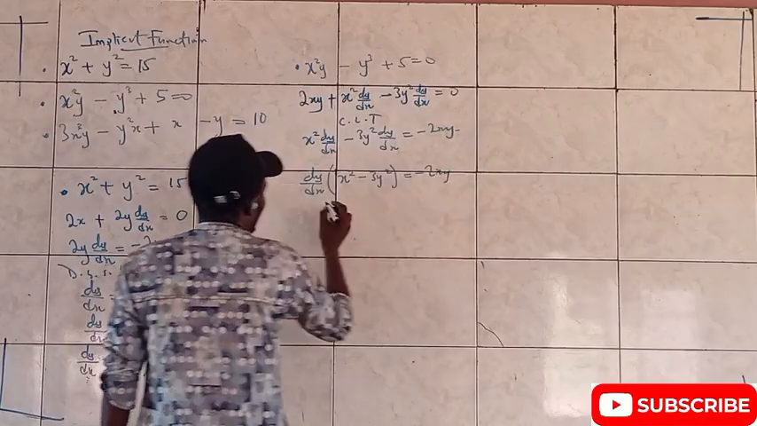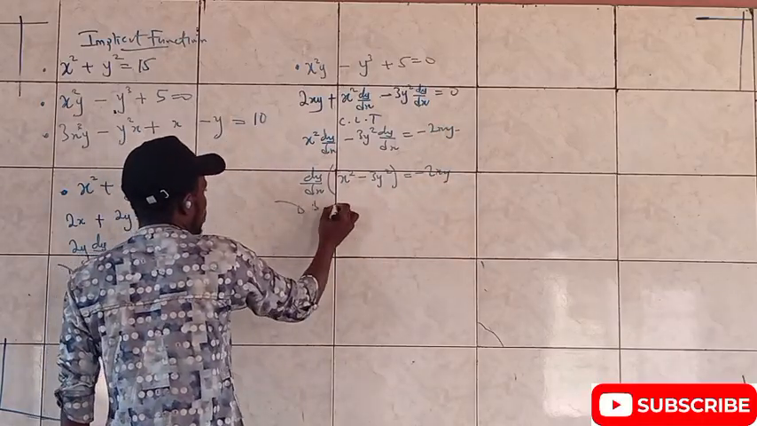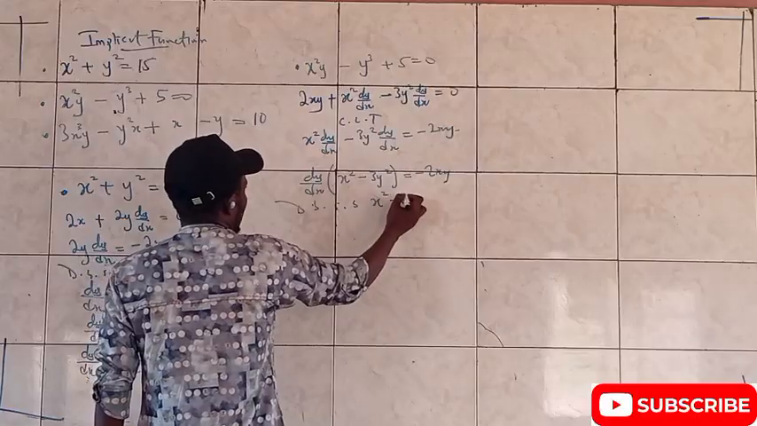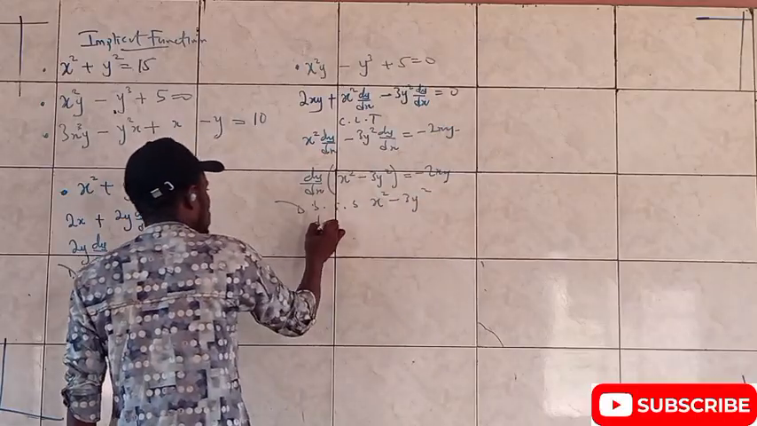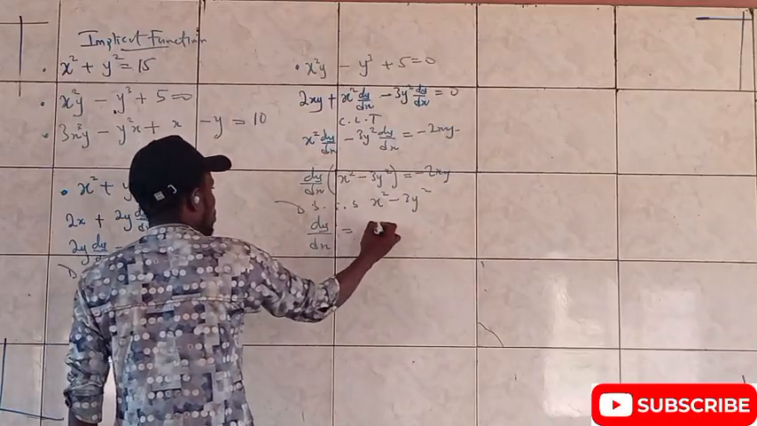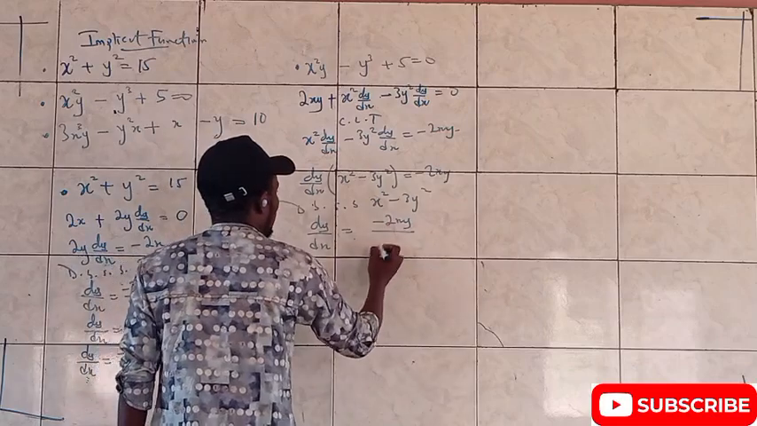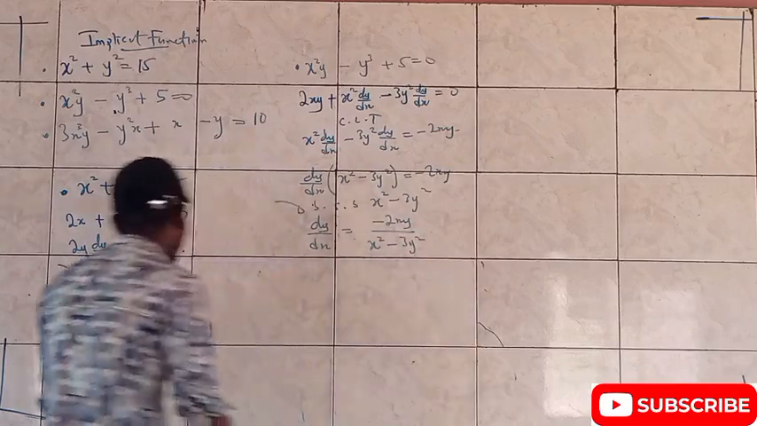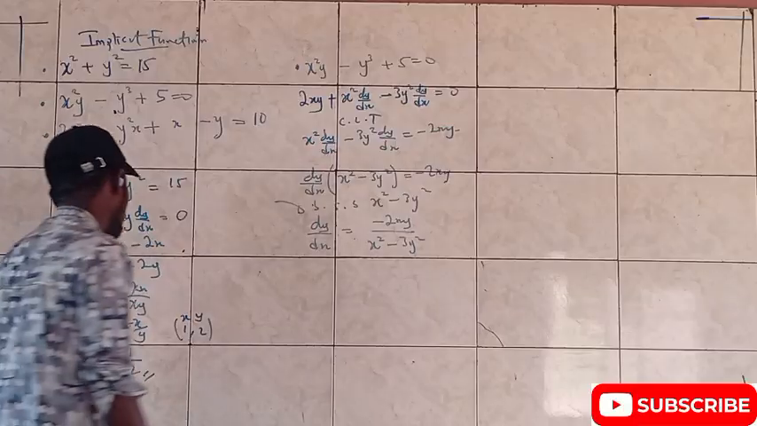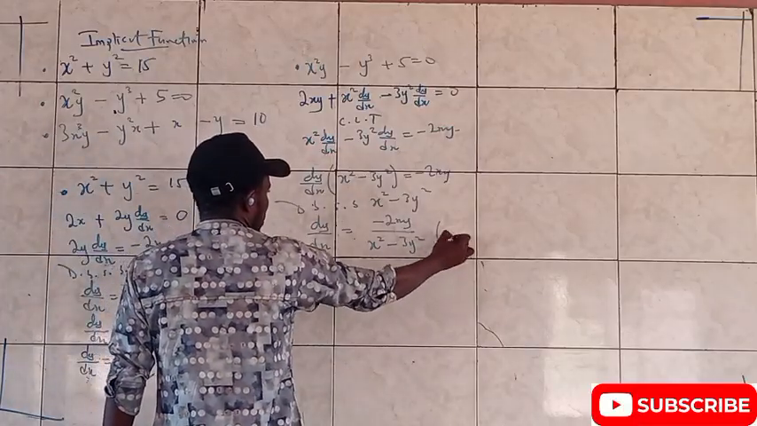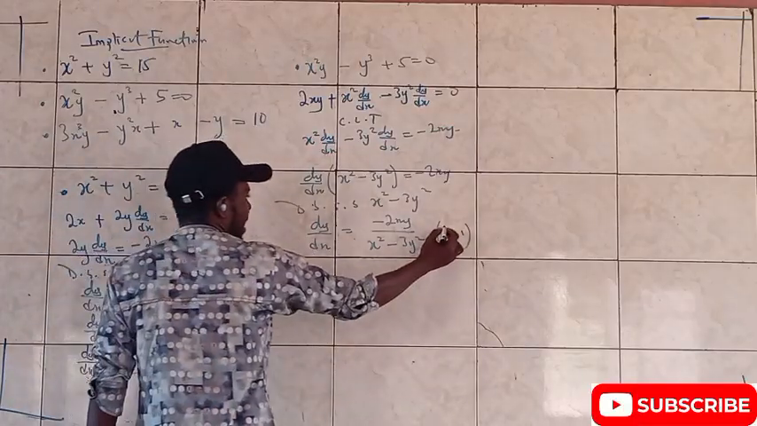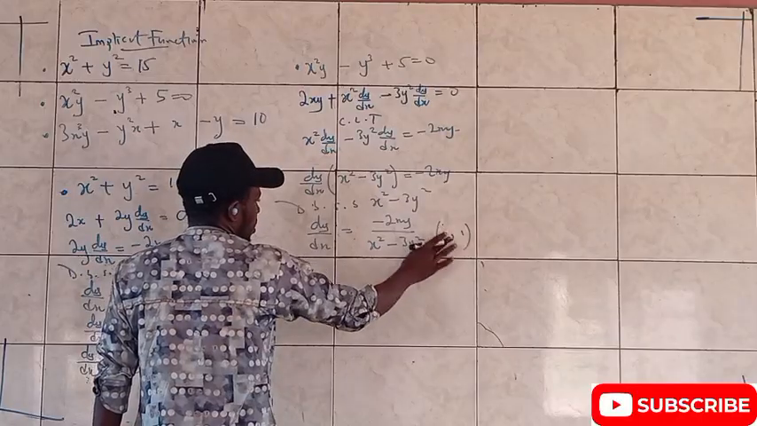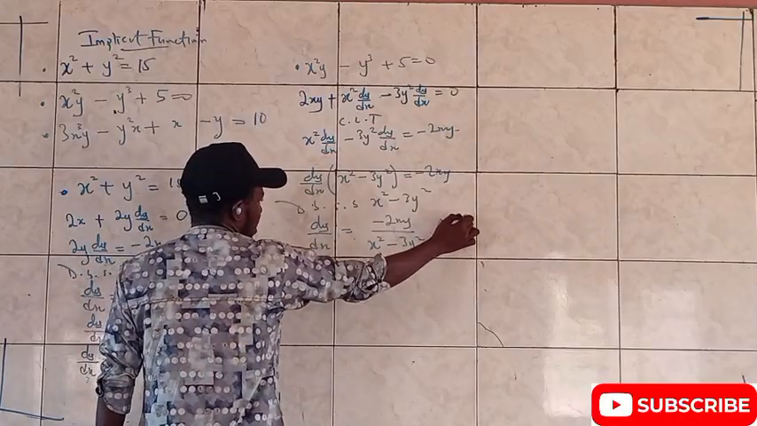So collecting like terms, I have dy/dx times (x squared minus 3y squared) equals minus 2xy. Divide both sides by x squared minus 3y squared. So dy/dx is equal to minus 2xy over x squared minus 3y squared. If again you are given to solve it at a point, maybe at the point 1, 1, you get this? My x is 1, my y is 1.